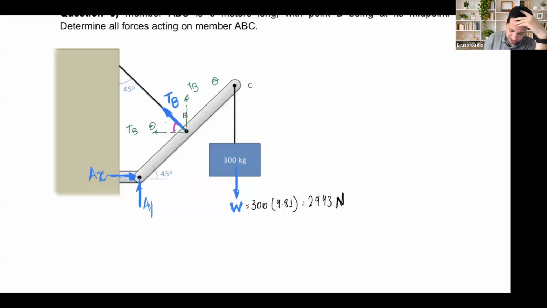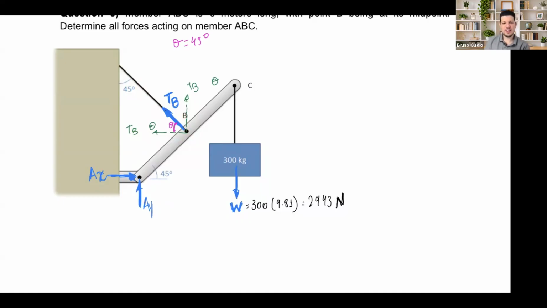Which angle, Bruno? Well, let's talk about this angle here. What is this angle? This one is easy, right? Look what we have here: this beautiful triangle, 45, 45. 45 degrees.